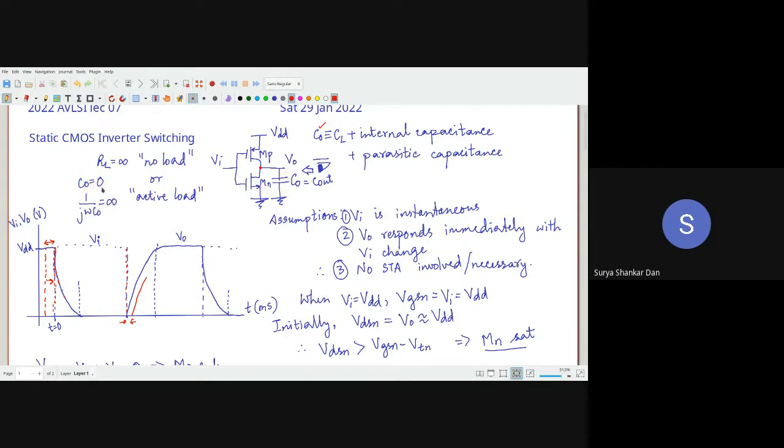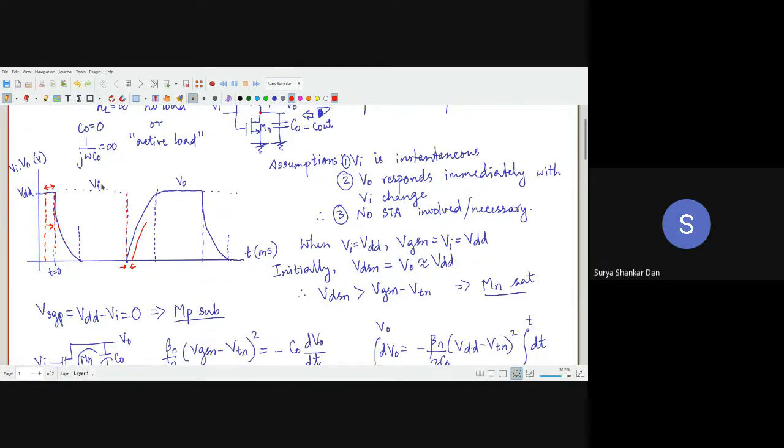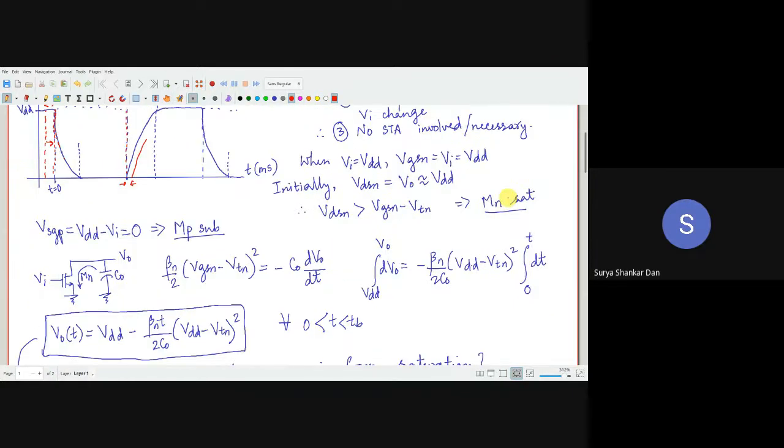All right, so what were the assumptions we saw? Number one, Vi was instantaneous. That means at t equal to 0, Vi responds immediately. Number two, the VO starts responding to Vi immediately. So there are no static timing violations. That's why no STA is necessary. Then what did we do?